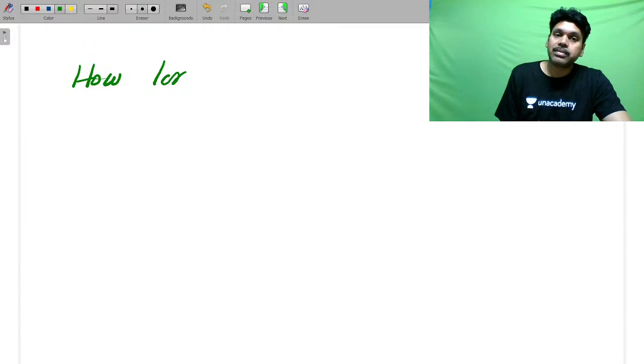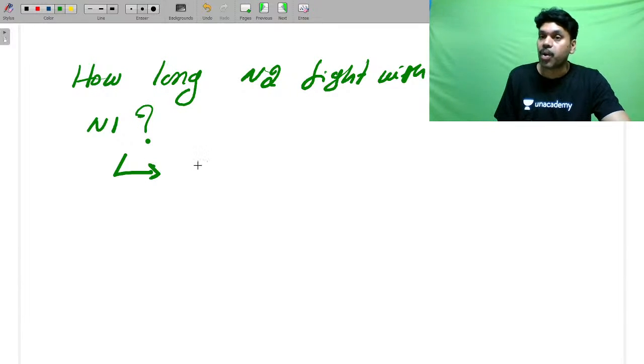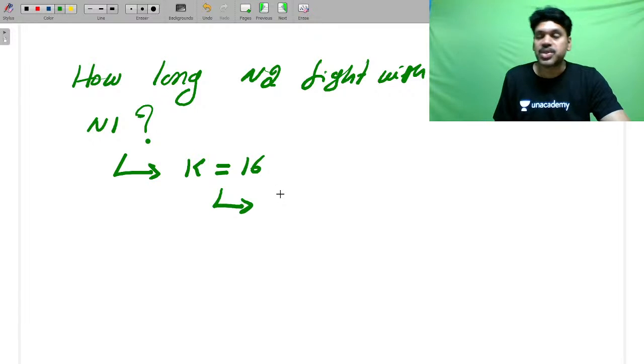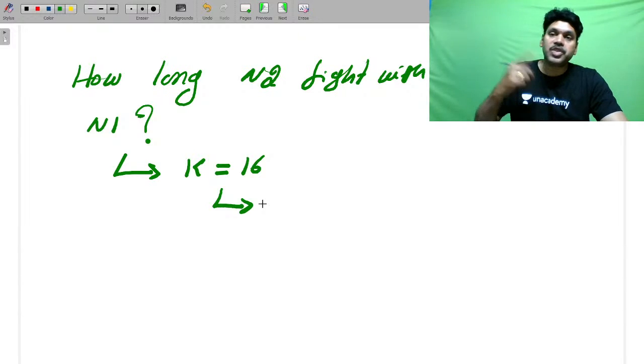How long does N2 fight with N1? Is it infinity? This is my question. Is it infinity? No. When you reach k equal to 16, the 16th collision, the channel immediately throws an error that you cannot wait. You need to rejoin once again, but don't be in the waiting state right now, because you have already reached your attempt limit.